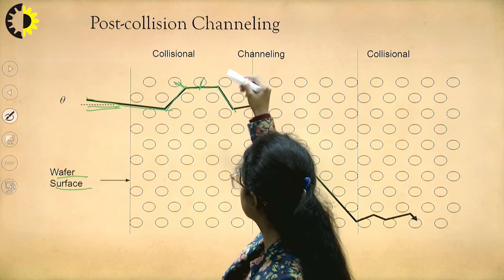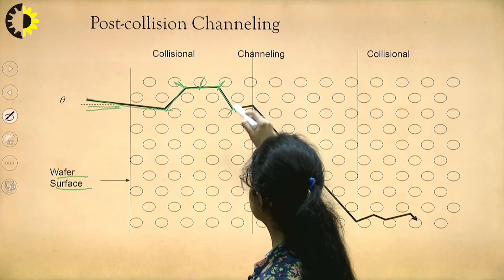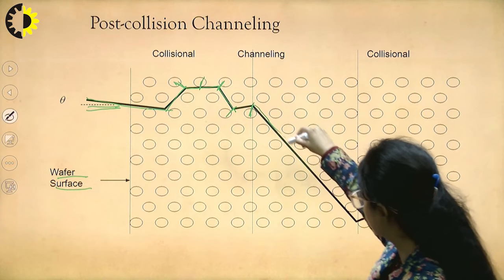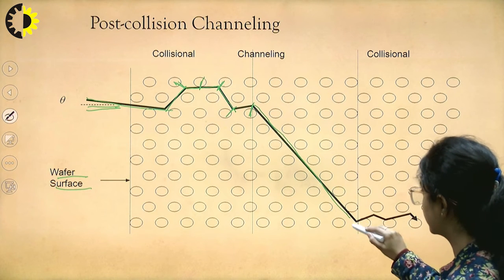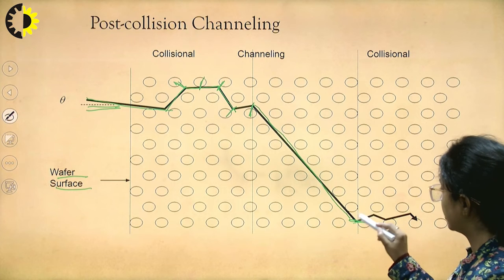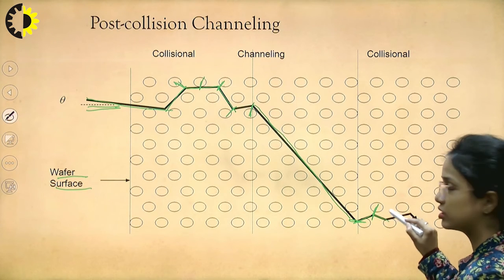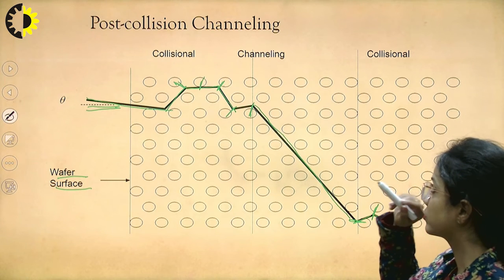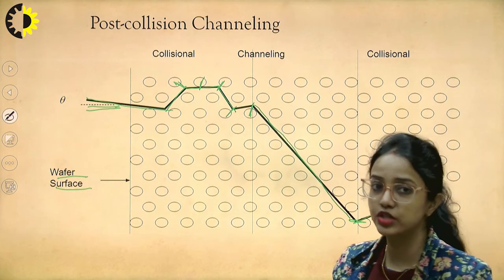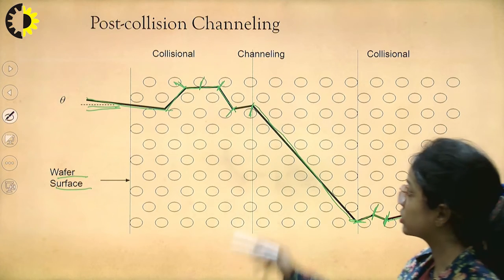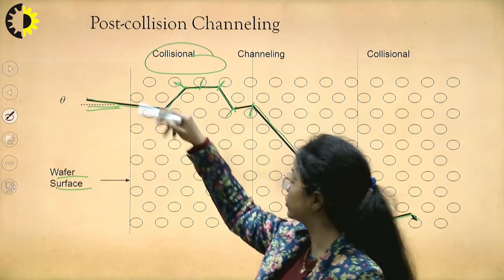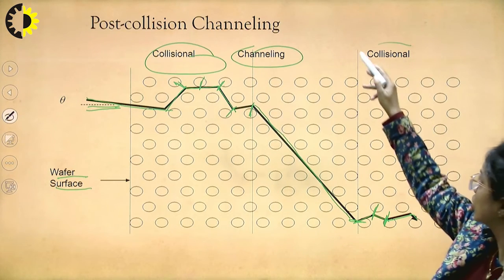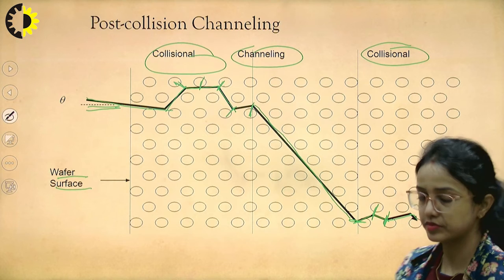There is a hit here, there is a hit here, we have to change. Here we don't see any hit, we can come straight. Then again there is a hit here, we have to change. So we can see how the process is changing due to collision. This one is the collision phase, this one is the channeling phase, then again there is the collisional phase.